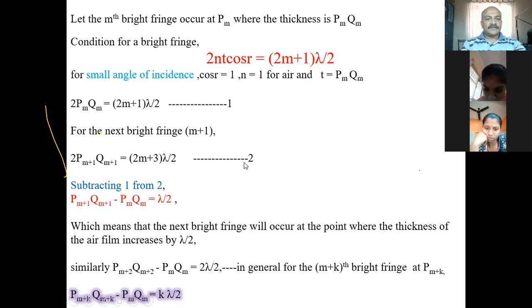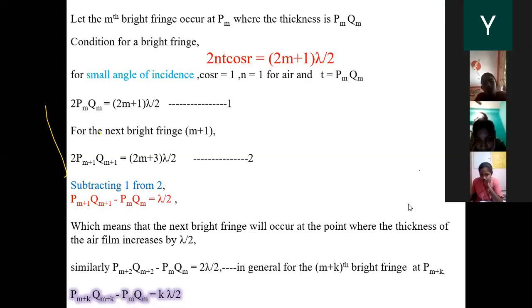Equation 2 gives us the condition for the m plus 1th bright fringe, and equation 1 gives us the condition for the mth bright fringe. Now from equation 1 and 2, subtracting equation 1 from 2, I get PM+1 QM+1 minus PM QM equals lambda by 2. Or the difference between the m plus 1th bright fringe and the mth bright fringe would be lambda by 2.